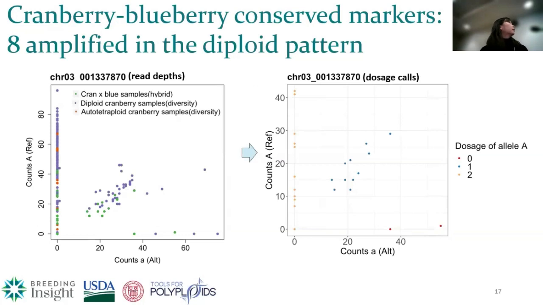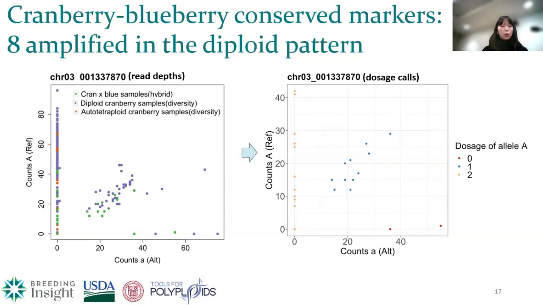We also found 74 conserved markers that were not polymorphic. I'm not going to show that plot, but we have all the plots generated. If you are interested in that, I can show you.